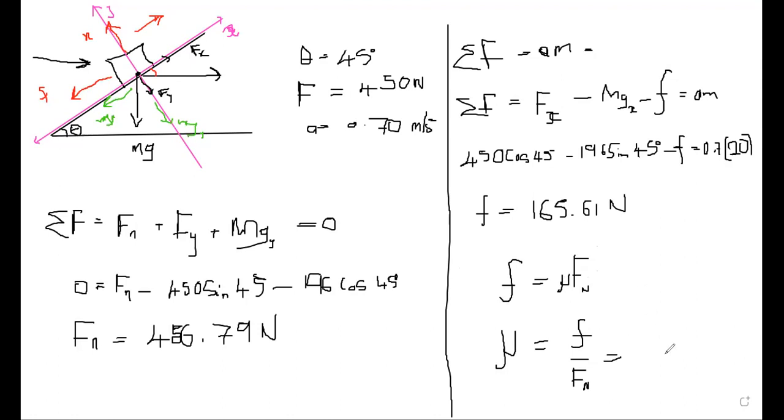This is going to, our F is 165.61 newtons divided by 456.79. Can somebody work that out on a calculator and give us what answer that gives us?